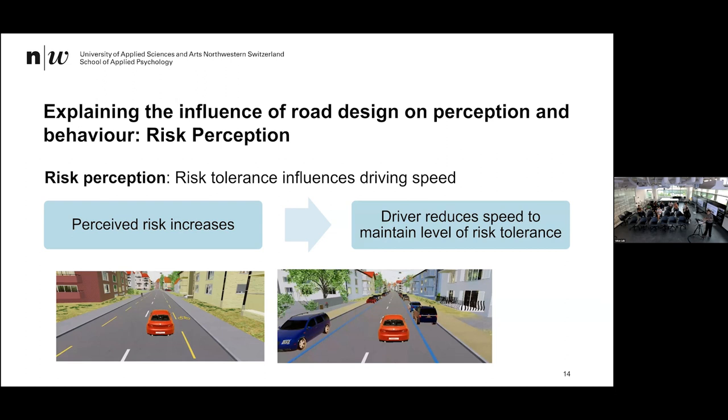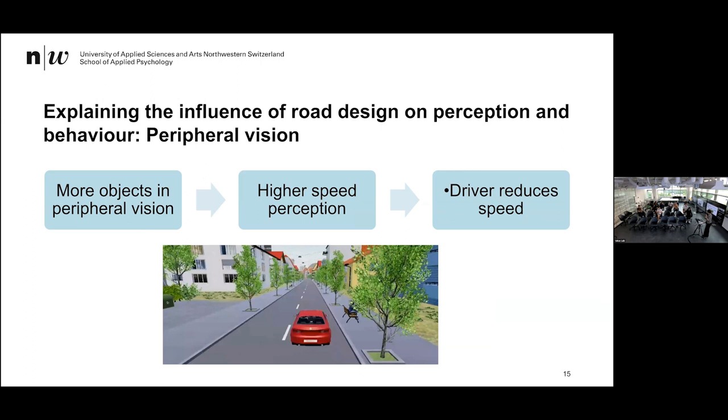And finally, there is a more social psychology explanation, which is my area of expertise. But I think this is also something which is interesting to consider here: the more objects there are in my peripheral vision, the faster I feel that I'm driving. And this, in turn, will reduce my speed because it feels too fast, or it feels faster. Okay, so these are four possible explanations.